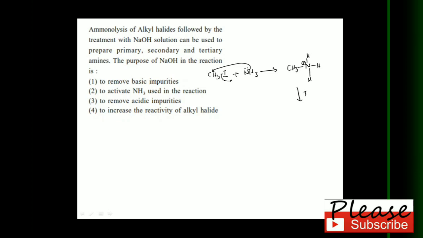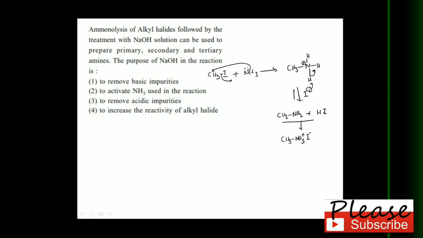Now here this one, I minus removes the H plus. So as a result, this primary amine is formed, and here the side product is HI. Of course, in this case, again this HI can form this cation and anion. That means as a result of this reaction, this salt will be formed: NH3 plus and I minus salt is formed.